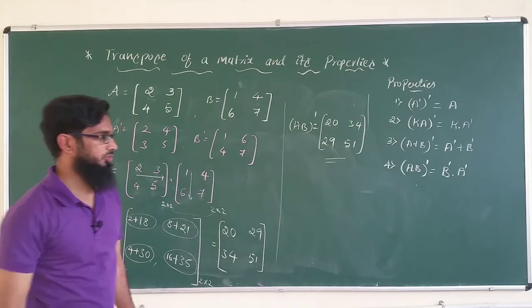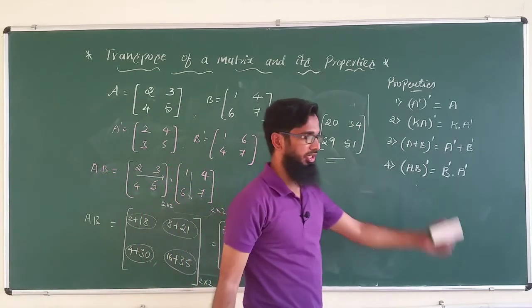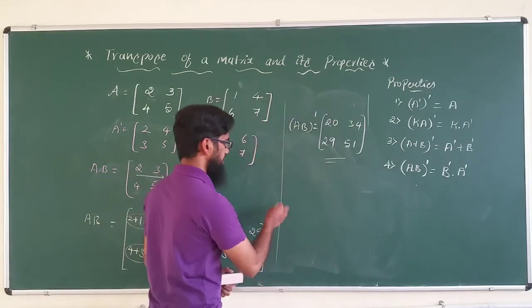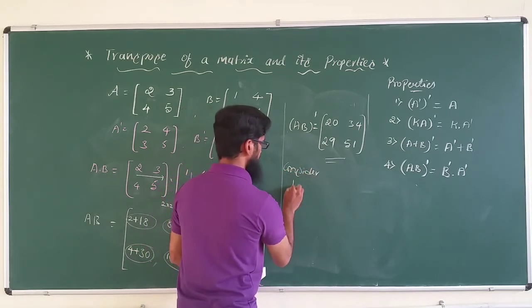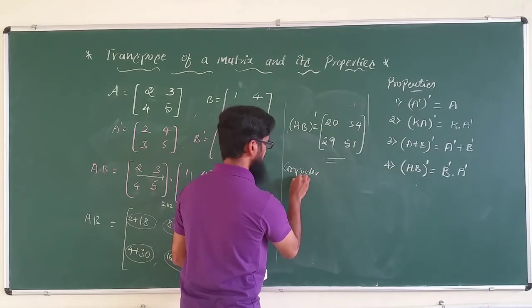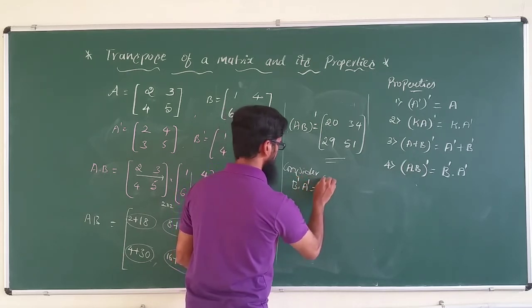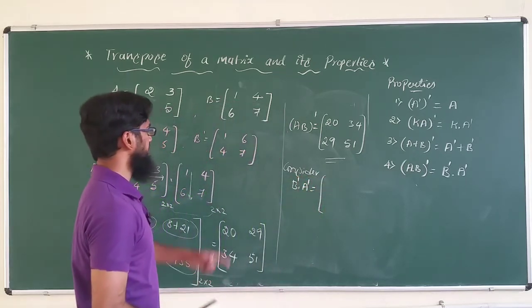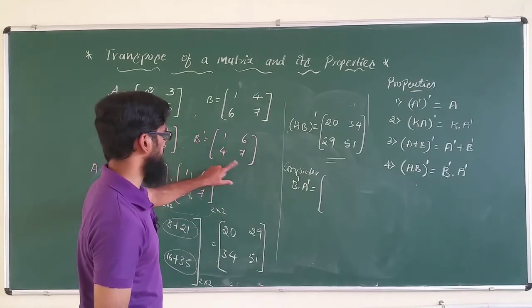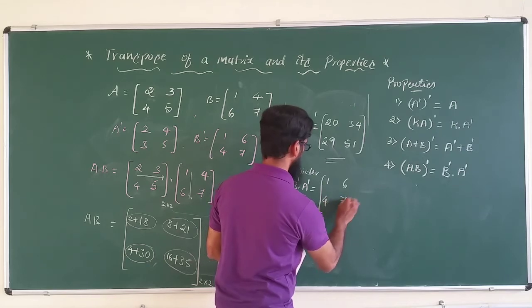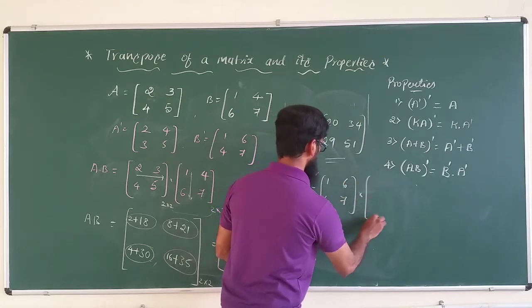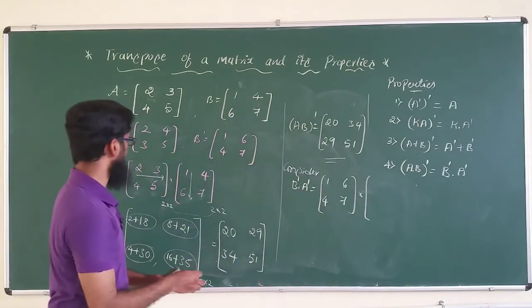Now, what do I have to do? I have to prove it with B dash into A dash. Now, I will consider the right hand side part. Let us consider B transpose into A transpose. So, we have B transpose and A transpose over here. B transpose is 1 6 4 7. We have to multiply it with A transpose, which is 2 4 3 5.